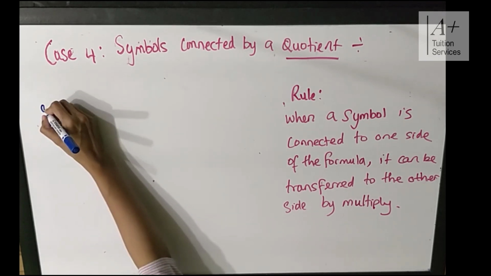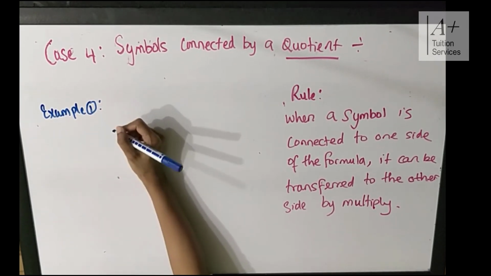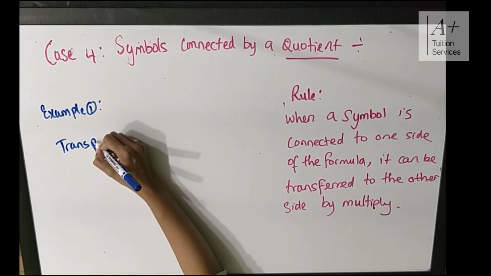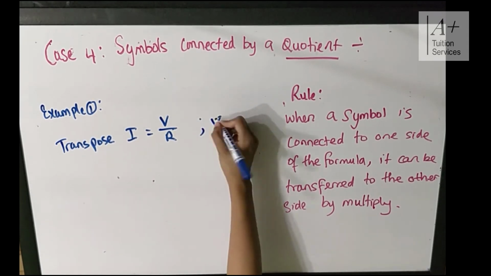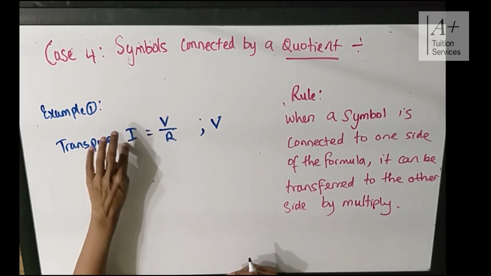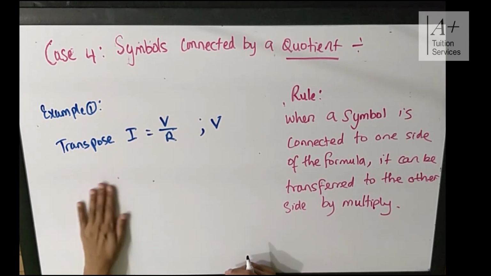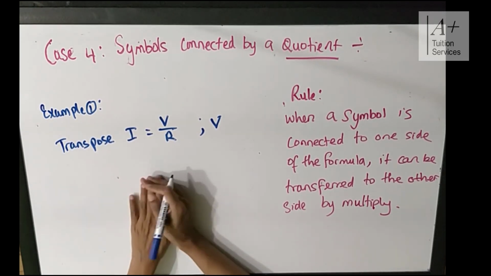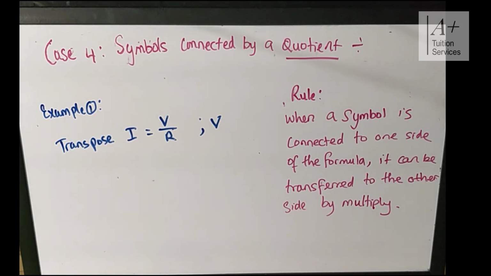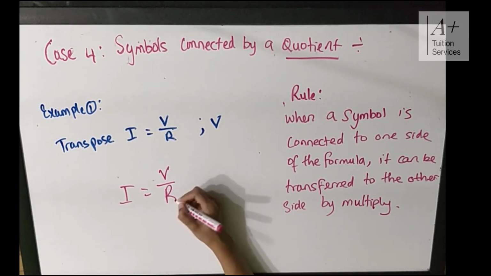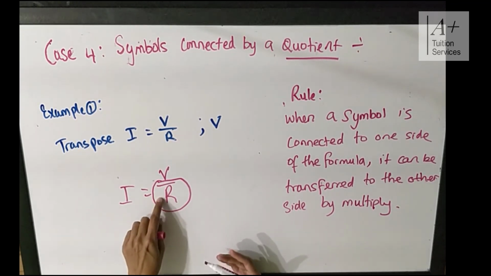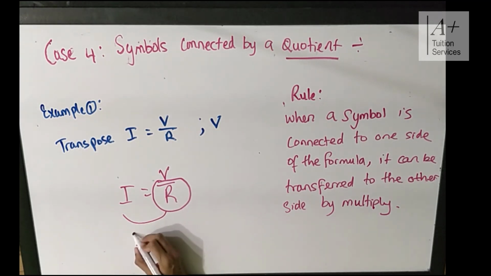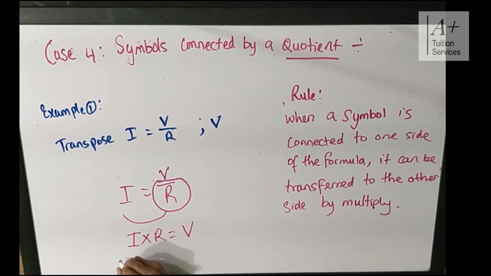So example 1, we have transpose I is equal to V over R, and we want to make V the subject of the formula. So basically we need to remove I as the subject and put V. By doing so, we have to move everything as far away from V as possible. So I is equal to V over R, and we want to make V the subject. That means we have to remove divide R, which is the fraction form, and put it across here. So I multiplied by R is equal to V, therefore V is equal to IR.